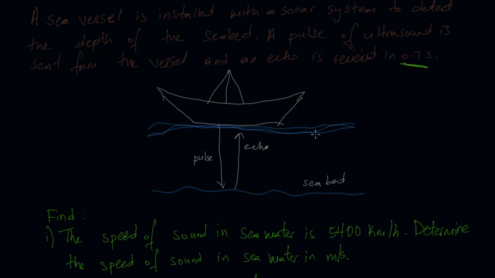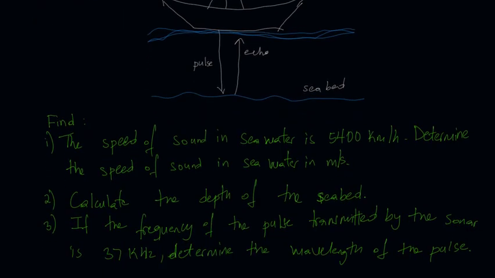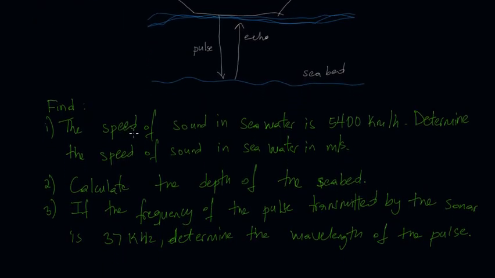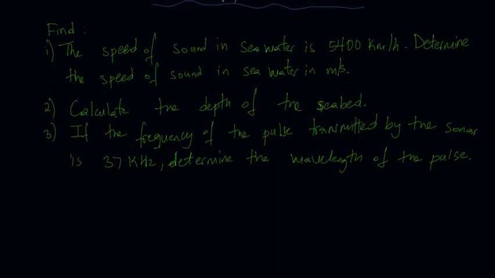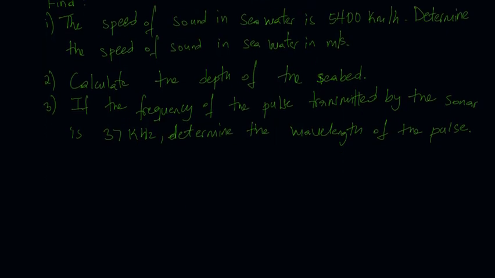So the question wants us to first find, so it says the speed of sound in seawater is 5,400 kilometers per hour, and we're supposed to find the speed of sound in seawater in meters per second. So let's start by working out question 1.